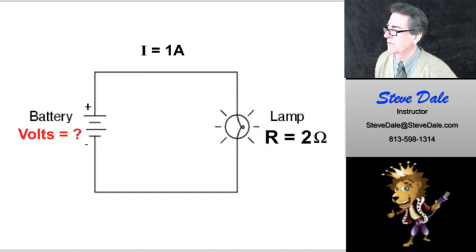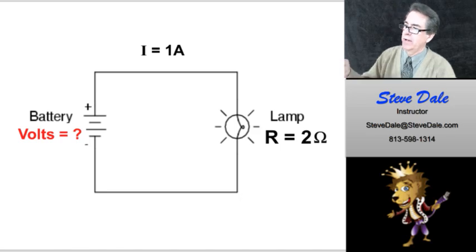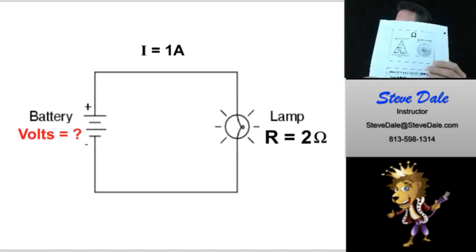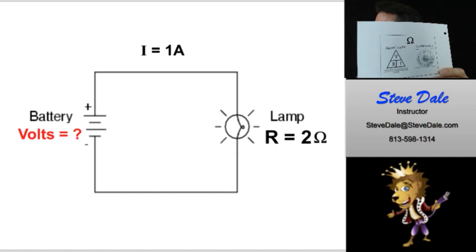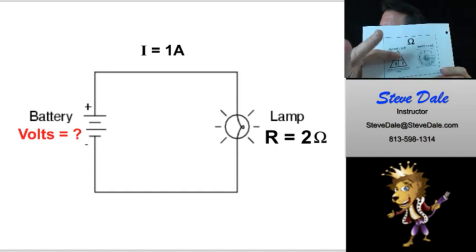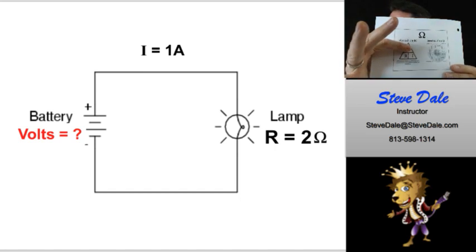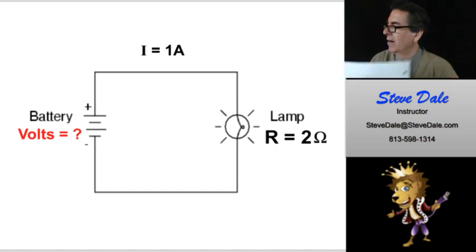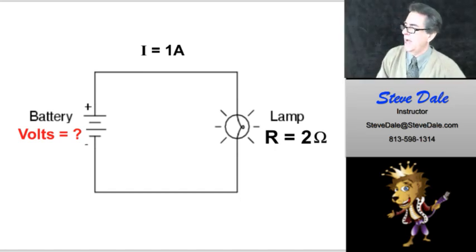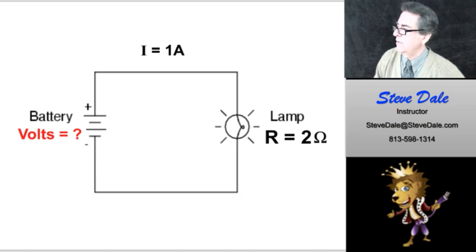One more. Let's do one more or 2 more, whatever we've got on the thing here. All right, so we've got volts equals what? We're looking for our voltage here. And I'm going to do this the simple way. I'm looking for volts, right? So I'm going to cover up my V. Oh, that makes it easy. What is it now? It's I times R. So it's 1 amp times 2 ohms. So the answer must be what?